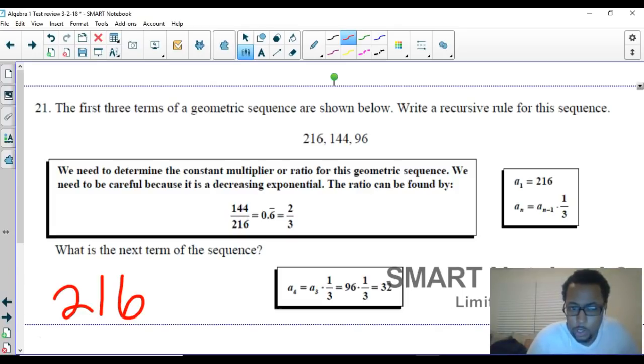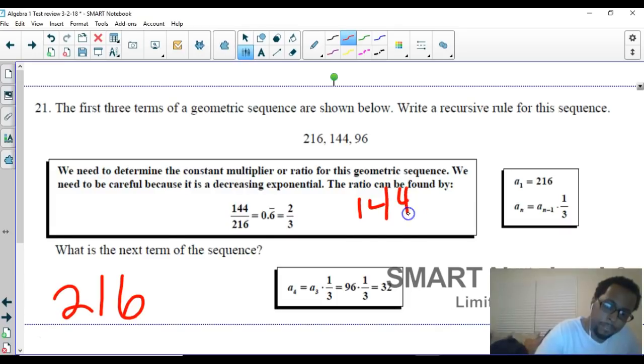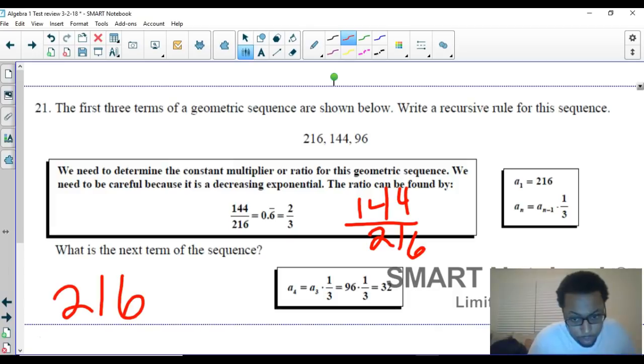We need to determine the constant multiplier or ratio for this geometric sequence. We need to be careful because it's a decreasing exponential, meaning it's going down. So, again, take the second number, divide it by the first number. When you divide, you're going to get your answer. Questions? Okay. So now we have our rate of change. Guys, it says what's the next term in the sequence? So again, you do the same operation, and that's what you guys are going to get.